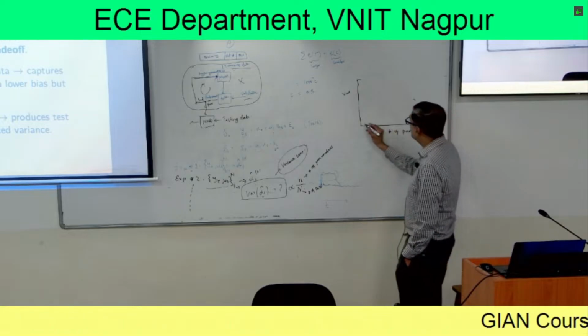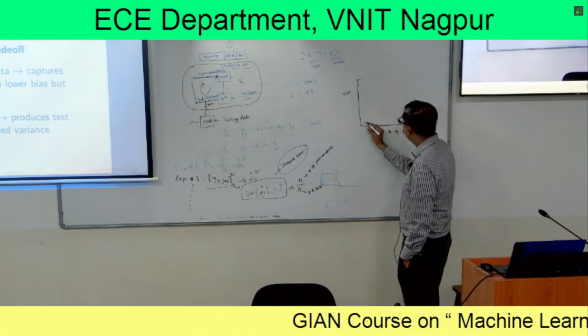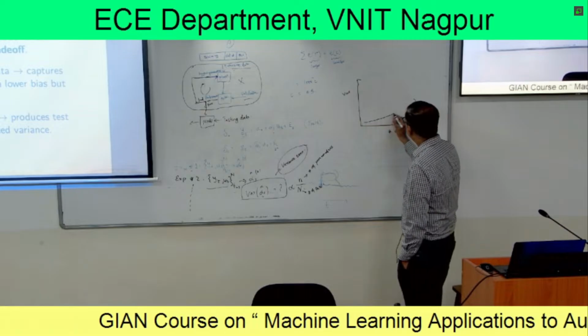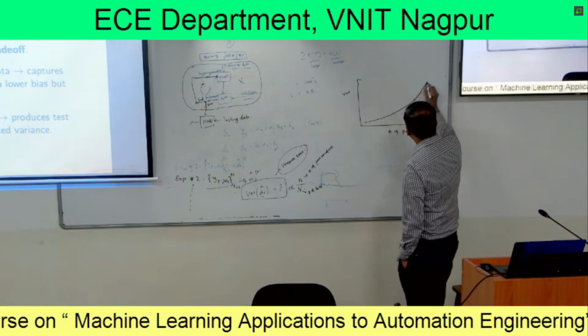Yes, when you have a small number of parameters, then you have low variance, and as you increase the number of parameters, variance should go up.